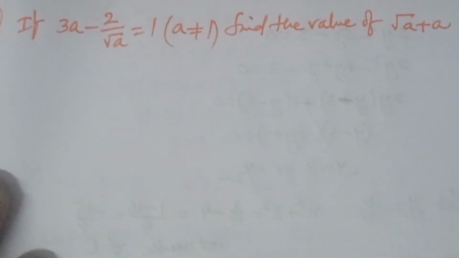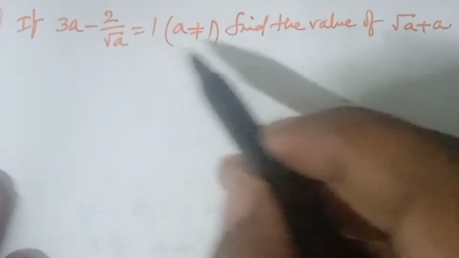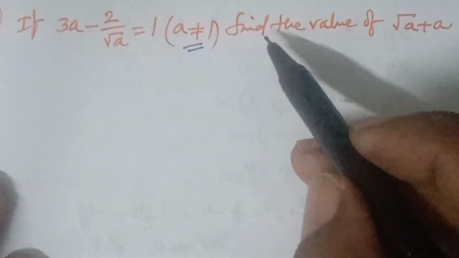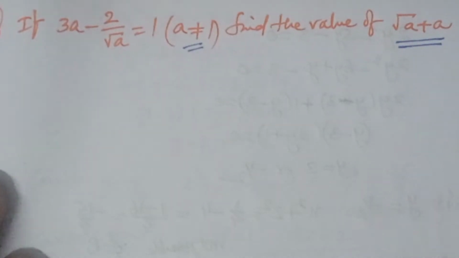The question is: given 3a minus 2 by root a equal to 1, and a is not equal to 1, find the value of root a plus a. So this is the problem, root a plus a.